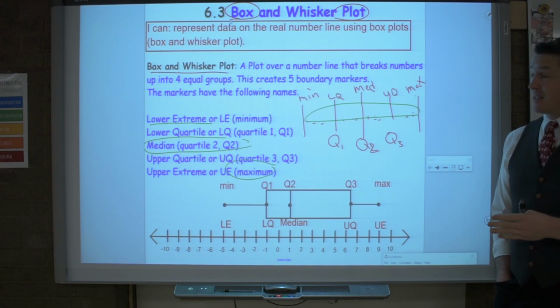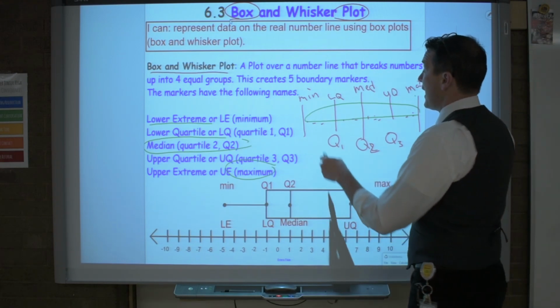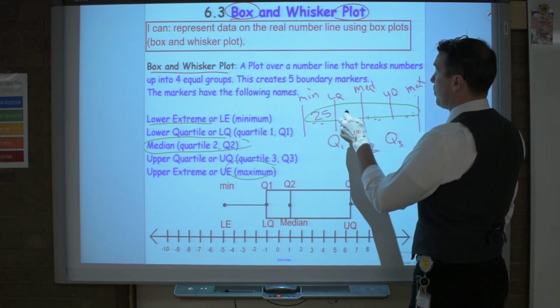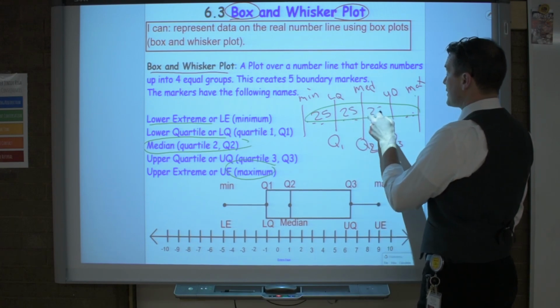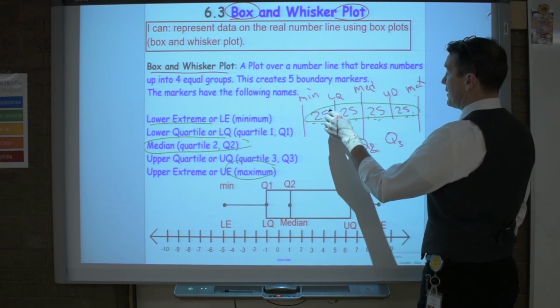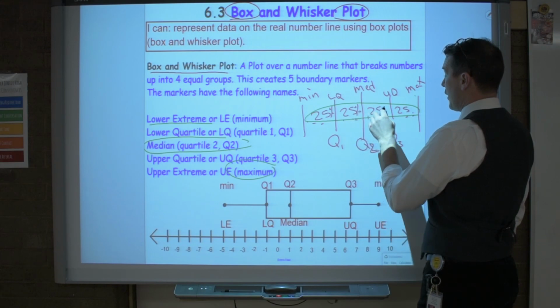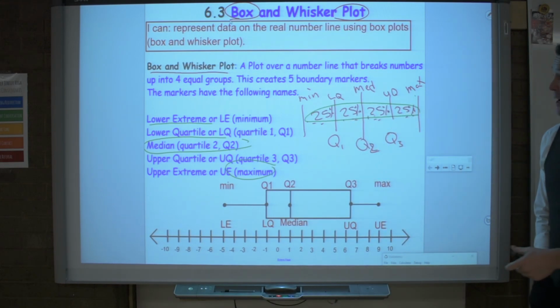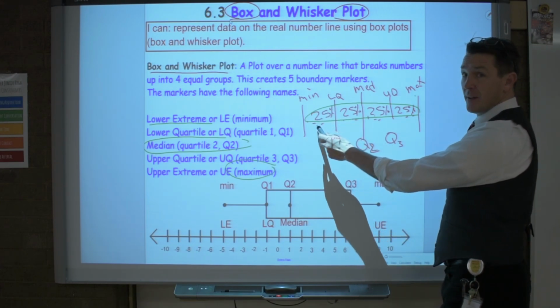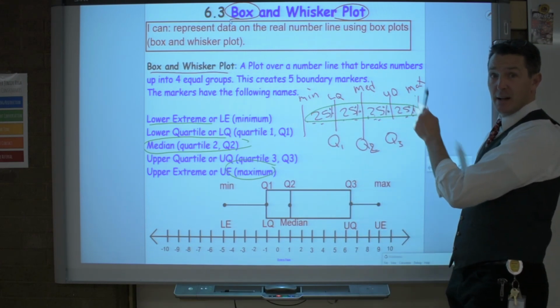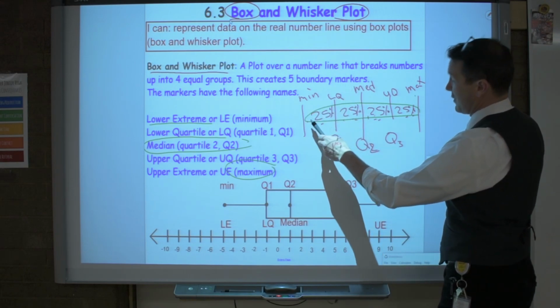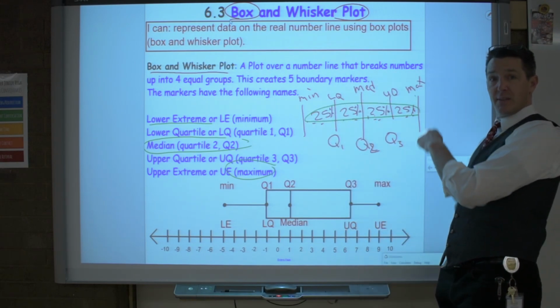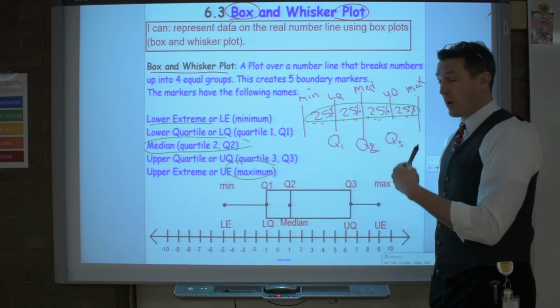And what this does is it basically takes all my data and breaks it into 4 parts. Each part is 25% of the data, meaning that each part has the same amount of numbers in it. They may not have the same value, but if there are 10 numbers here, then there have to be 10 numbers here, 10 numbers here, 10 numbers here. If there are 7 numbers here, then there have to be 7 numbers here, 7 numbers here, 7 numbers here. It breaks it up into 4 equal parts.